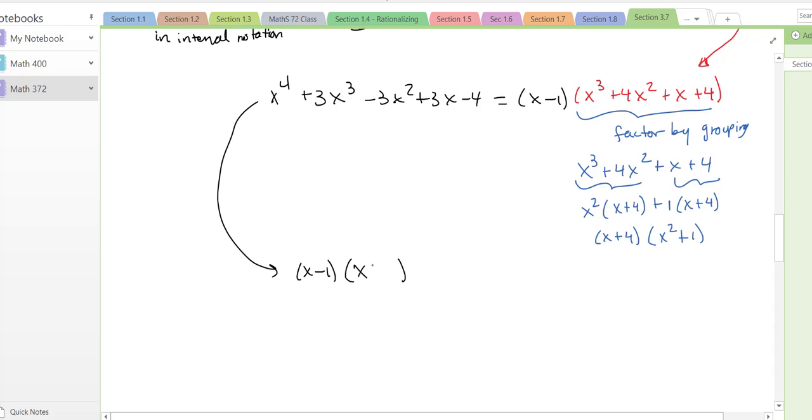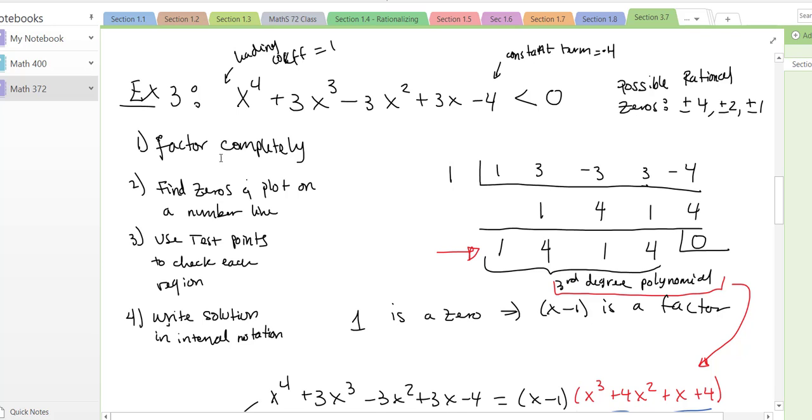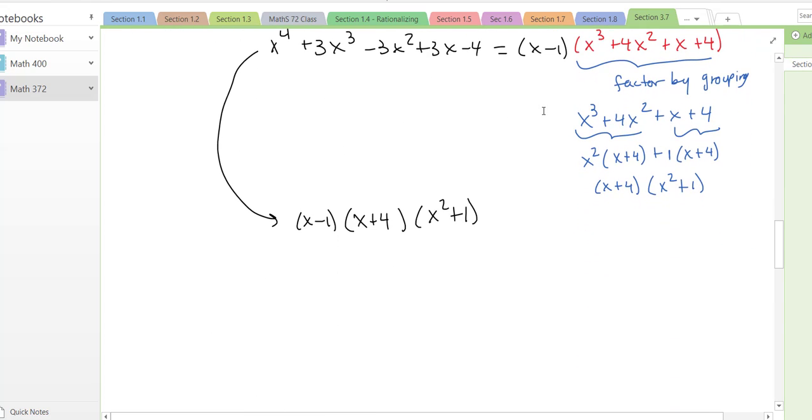So I have x plus 4, which means that negative 4 is a 0. Right, so if you had checked that by synthetic division, you would have seen that negative 4 is a 0, and then x squared plus 1. And just to remind ourselves, what was the inequality? X to the 4 less than 0. So that whole polynomial, we're solving the inequality less than 0.